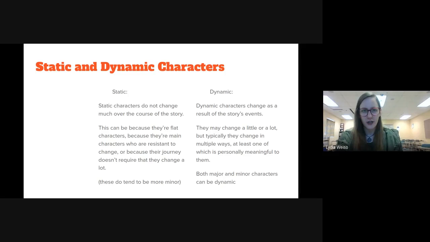Static characters don't change much, if you recall. Now, this can be for a couple of reasons. Often at lower grades, like in middle school, we're taught to think that static characters are also flat characters, but that's not necessarily true. You can also have really round main characters who are static for a couple of reasons. Either because they are personally resistant to change, maybe that's part of their personality, or because the journey that they go through in the story just doesn't require that they change very much.